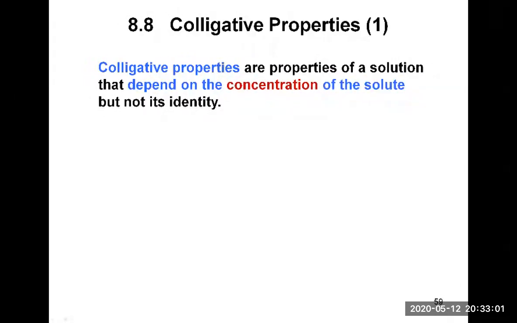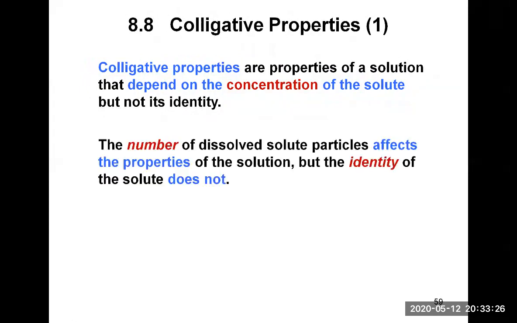This video will go over section 8.8, which is on colligative properties. Colligative properties are properties of a solution that depend on the concentration of the solute, but not its identity. So it depends on the number of particles present in the solution, and it doesn't matter the type of the particles. The number of dissolved solute particles affects the properties of the solution, but the identity of the solute does not.